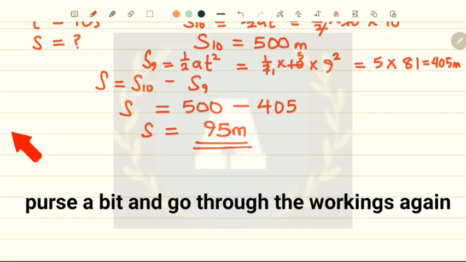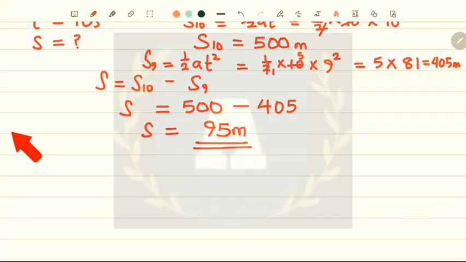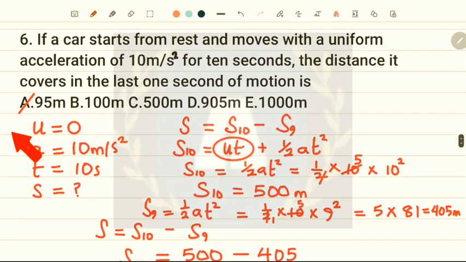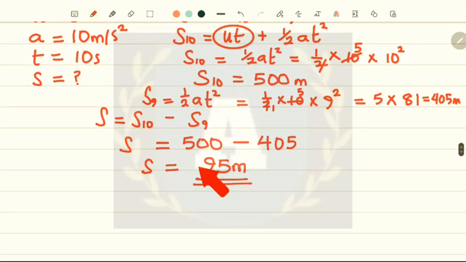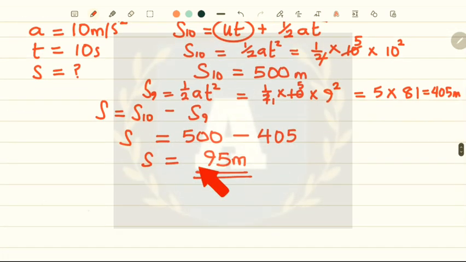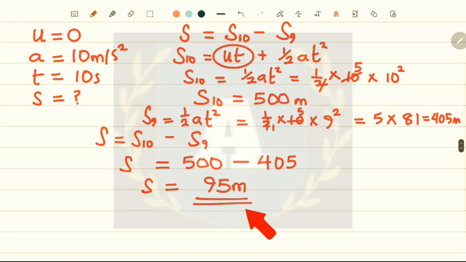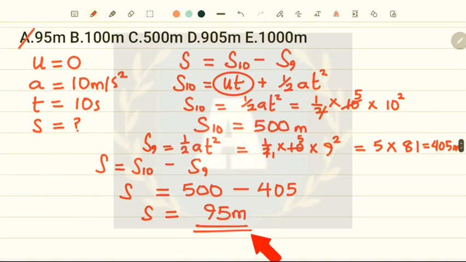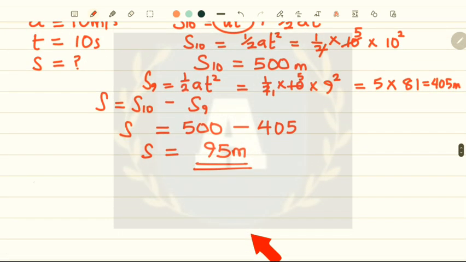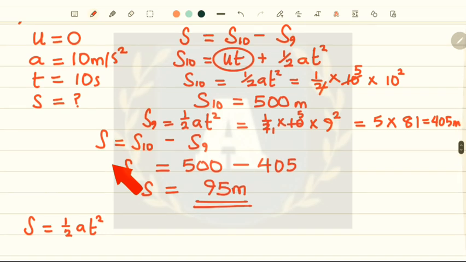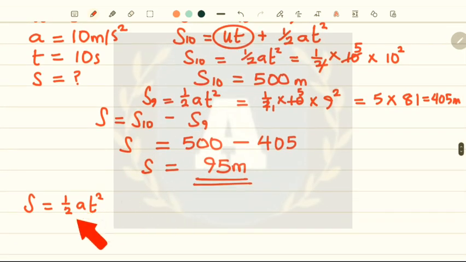However, we have an alternative method for solving this. Given all the parameters you have here, you can use your formula, which says S equals ut plus 1 all over 2 at squared. Don't forget the initial velocity is 0. When you multiply it with time, you get 0. So then you will have this left.